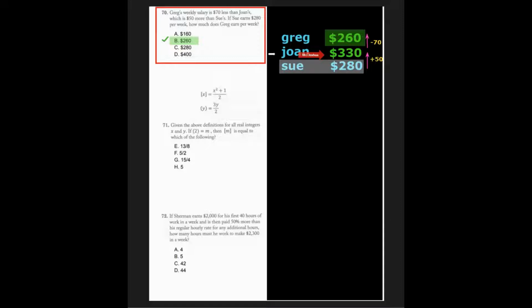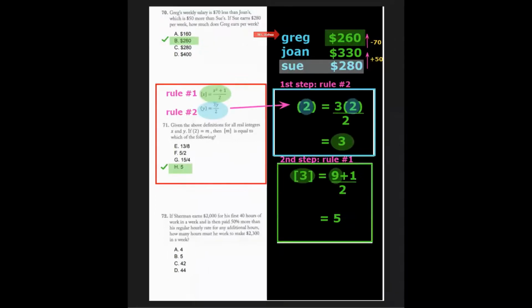Again, going backwards through the text, Greg is 70 less than Joan. We now know that Joan earns $330. Subtract 70, and we get Greg's salary is $260. So, interesting read. You have to read it backwards, sentence by sentence, to get Greg's salary, which was $260.